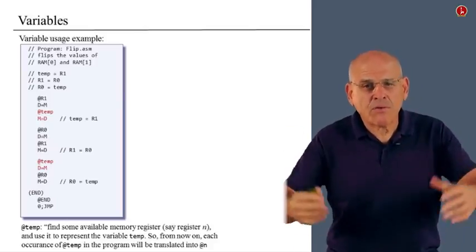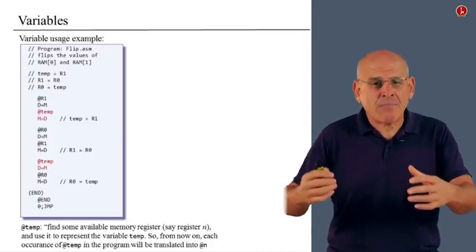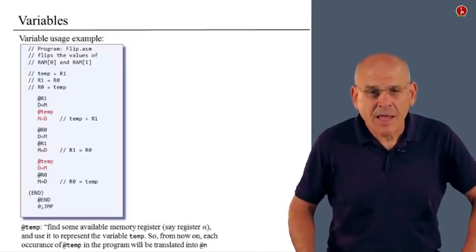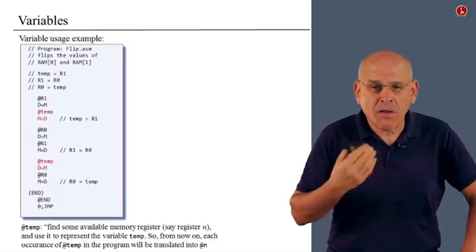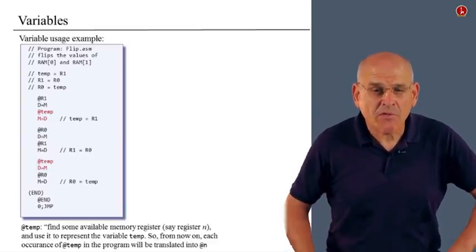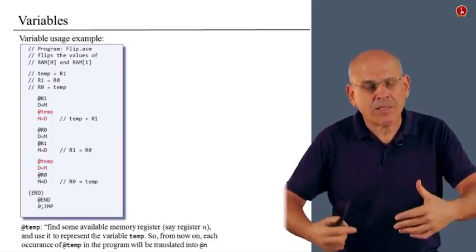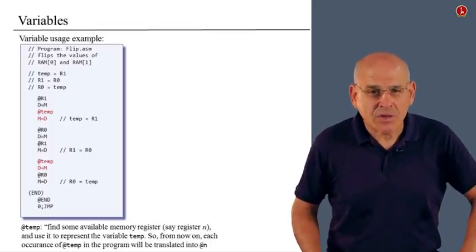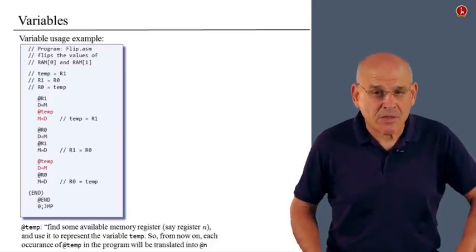Please go to the memory unit, find some available memory register. Let us assume that it's register number N, and use it from now on to represent what I prefer to call the variable temp. So from now on, whenever you see a symbolic instruction @temp, I request that you treat it as if it were an @n instruction that we already know how to handle. Okay, so this is the meaning, or that's how I realize this variable abstraction.